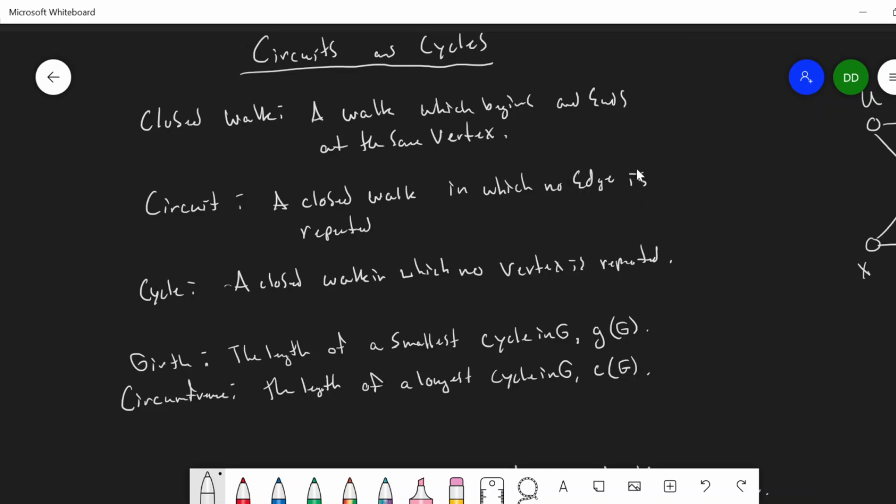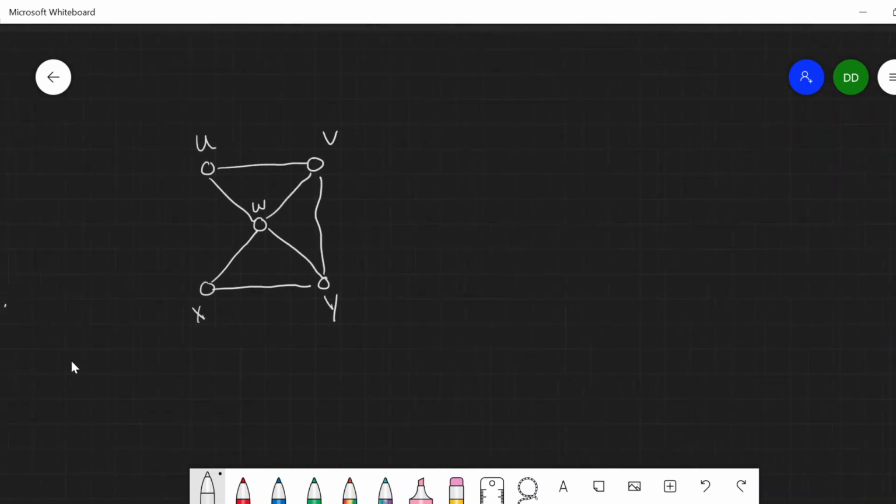That's the biggest class. A little bit more special is a circuit, which is a closed walk where we don't repeat any edges. That's a circuit. And then even more special than that is a cycle, which is a closed walk in which no vertex is repeated. So let's take a look at this.